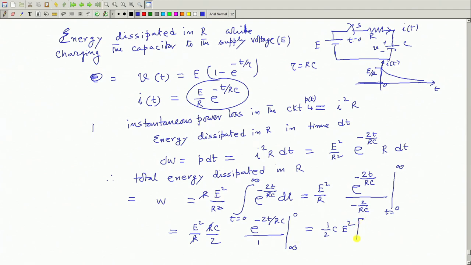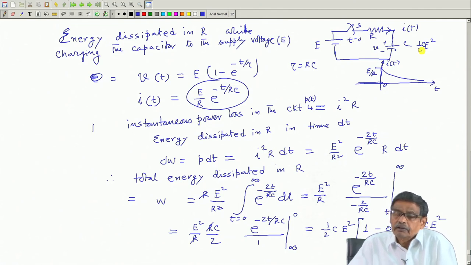And what is this integration? I mean, this limit if you put it is equal to 1 minus 0, because at t equal to infinity e to the power minus infinity, that is 0, and at t equal to 0 it is 1. So, this result eventually is half CE square. Got the point? Therefore, to charge a capacitor to a voltage capital E, you have made a circuit like this, it will finally store how much energy? Half CE square, that is known. But we also observe that the energy dissipated in R is also half CE square.